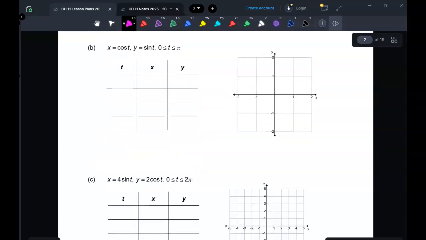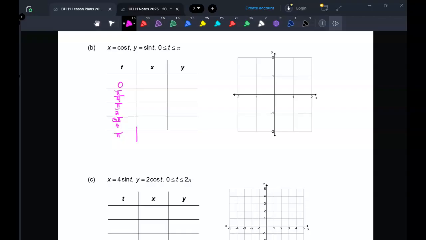Good. All right. Now we get a little bit more complicated, but the first part starts out the same. So I have x is cosine t, y is sine t, and we want to go from 0 to pi. So we'll start with 0. Can you do 0? Let's do pi over 4, because it only goes to pi. Let's do 0, pi over 4, pi over 2, 3 pi over 4, and pi.